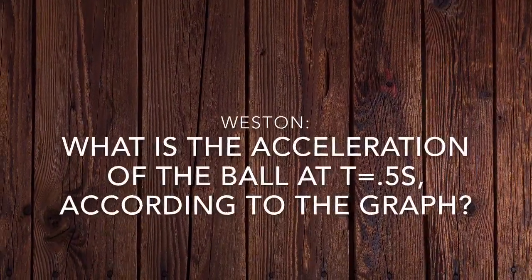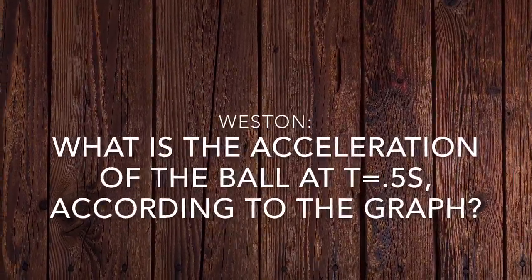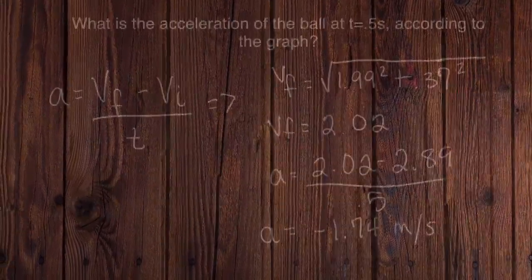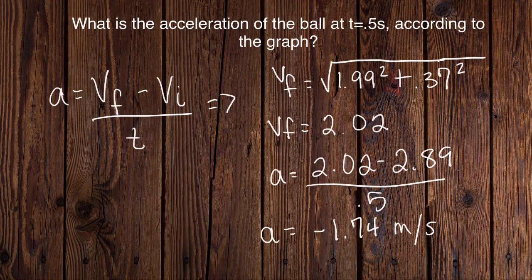To find the acceleration of the ball at 0.5 seconds, according to our graph, use the equation A equals the final velocity minus the initial velocity all over time. You then find the final velocity using the same method as we did to find the initial velocity. You then plug the numbers into the equation to get A equals 2.02 minus 2.89 all over 0.5 to get the acceleration A equals negative 1.74 meters per second squared.